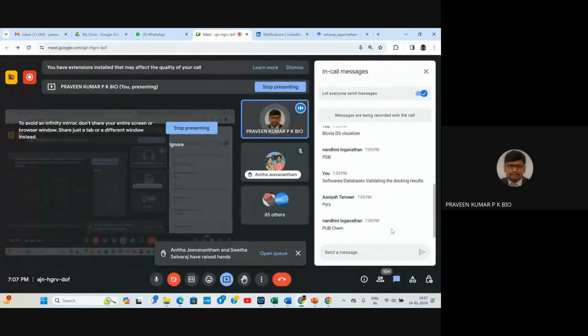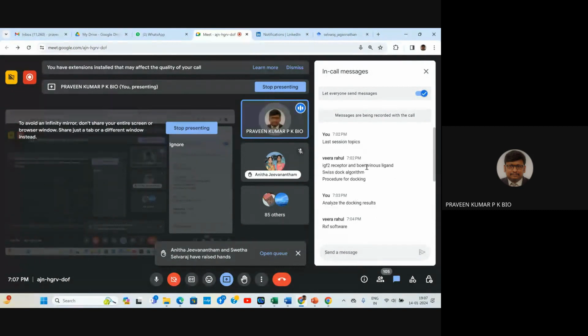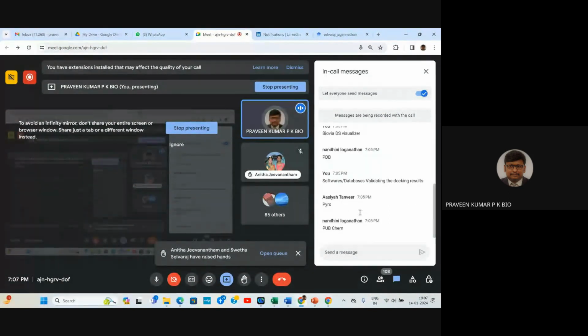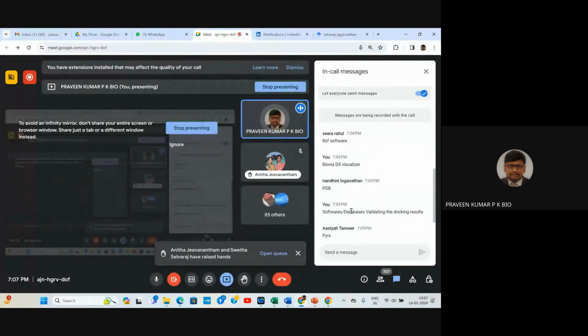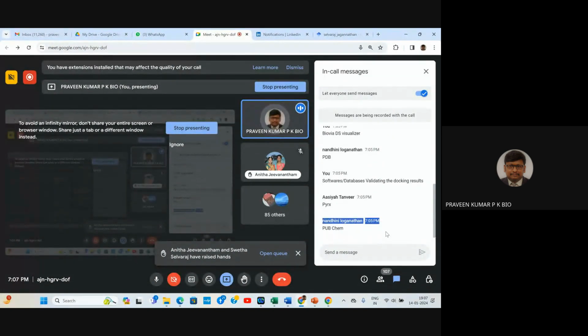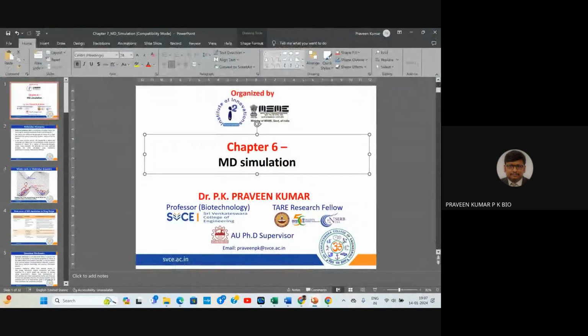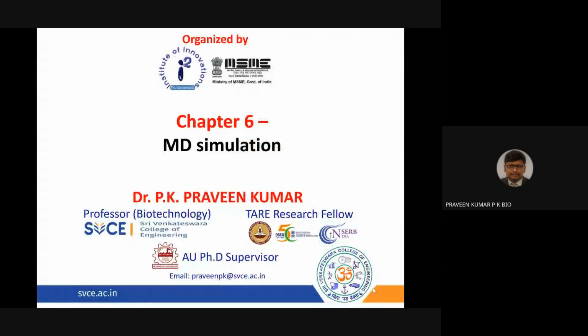And you remember in virtual screening, I also explained how to dock multiple ligands. For that, I have taken the example of nodes docked with insulin-like growth factor 2 receptor, like our Veera Rahul has mentioned. Good. So this is what finally we have concluded, isn't it? We have practiced using AutoDock and PyRx. Good. Let me take you into the MD simulation chapter 6.